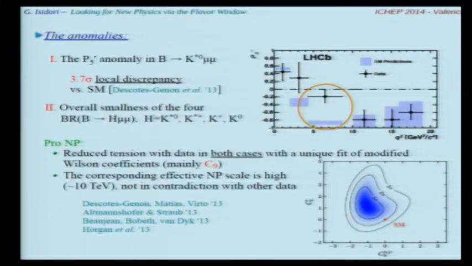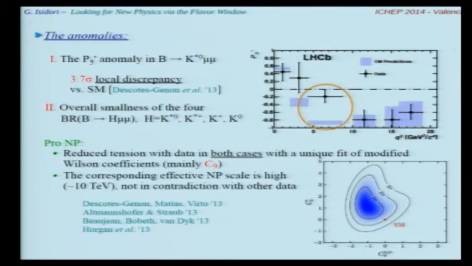When I say the branching ratios, I mean the branching ratios of B to hadron and μμ, and there are 4 different hadrons: K*0 or K*+, and K+ or K0. And in favor of new physics, there is the fact that we can really reduce the tension with data in both cases, the branching ratios and this P5, with a unique fit of modified Wilson coefficients.